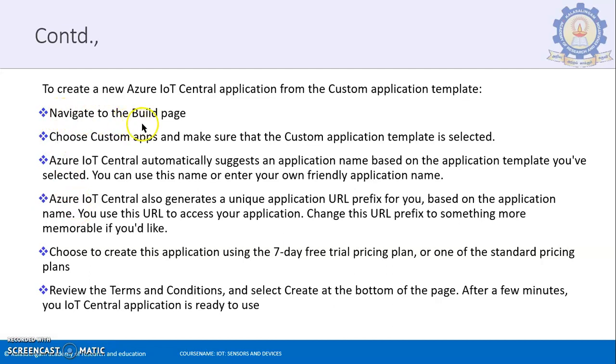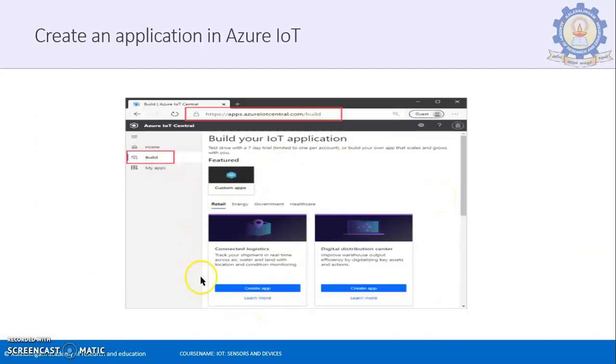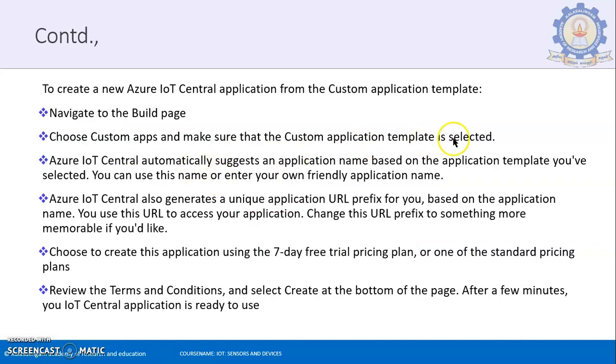So navigate to the build page, choose custom apps, and make sure that the custom application template is selected. So you select the custom app over there and make sure that you click on it. Okay, it will be visible over there, but you need to make sure that it is clicked. Okay, so that is being selected. Then Azure IoT Central automatically suggests an application name based on the application template you selected. It automatically gives a name suggestion based on that.